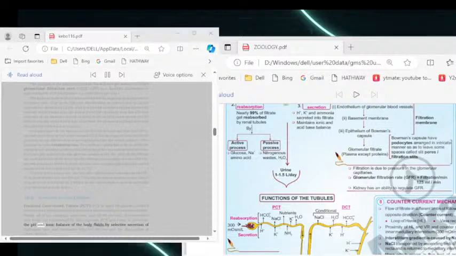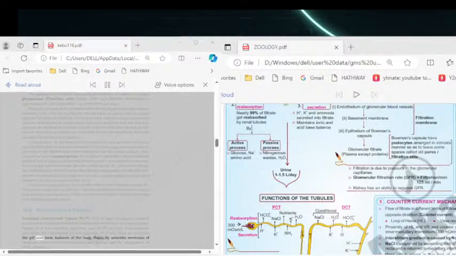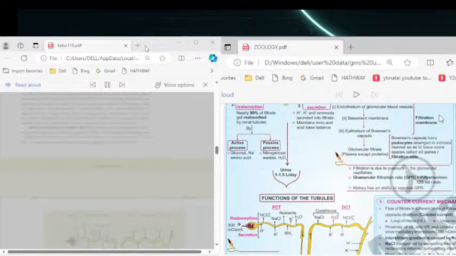Henle's loop: reabsorption is minimum in its ascending limb. However, this region plays a significant role in the maintenance of high osmolarity of medullary interstitial fluid. The descending limb of loop of Henle is permeable to water but almost impermeable to electrolytes. This concentrates the filtrate as it moves down.